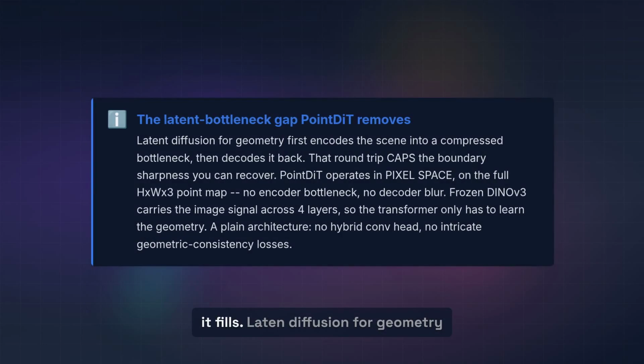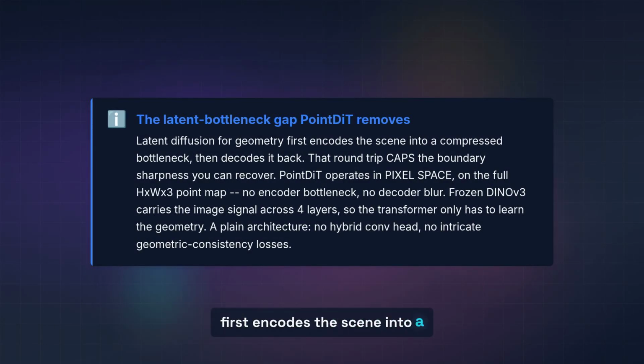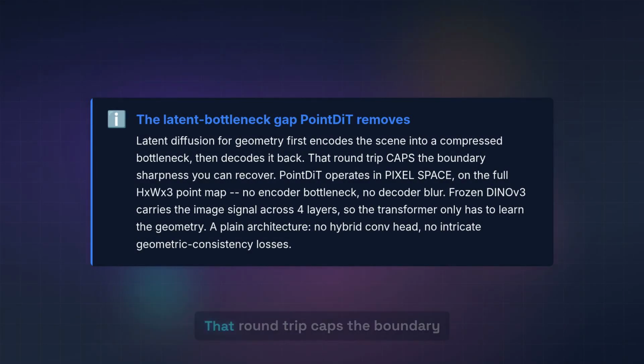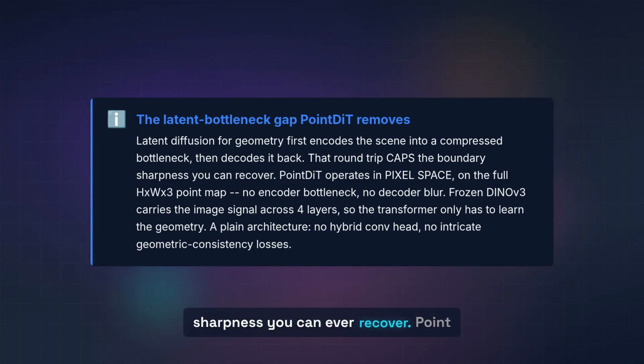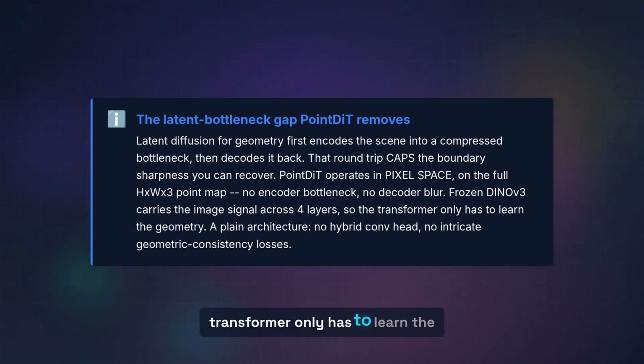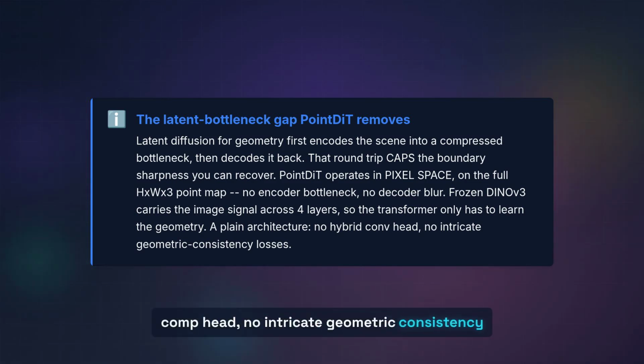The gap it fills. Latent diffusion for geometry first encodes the scene into a compressed bottleneck, then decodes it back. That round trip caps the boundary sharpness you can ever recover. PointDiT operates in pixel space, on the full point map, with no encoder bottleneck and no decoder blur. Frozen Dyn3 carries the image signal across 4 layers, so the transformer only has to learn the geometry. A plain architecture, no hybrid conv head, no intricate geometric consistency losses.